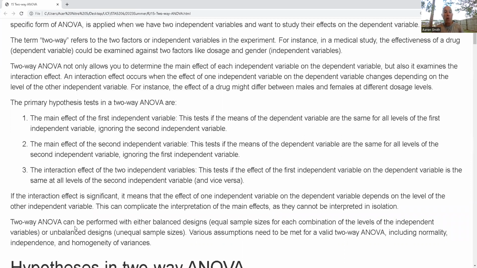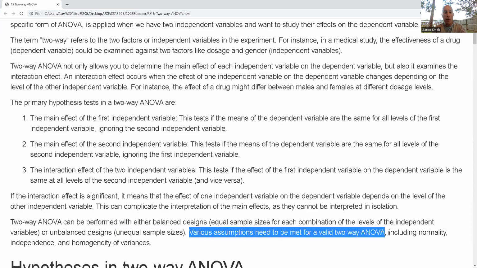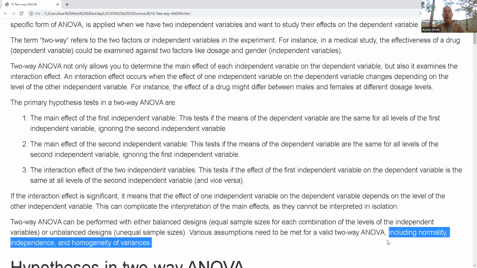Two-way ANOVA can be performed with either a balanced design, so equal sample size for each combination of the levels of the independent variables, or unbalanced designs, so we have unequal sample sizes for the subpopulations. Various assumptions need to be met for a valid two-way ANOVA, including normality, independence, and homogeneity of variances.